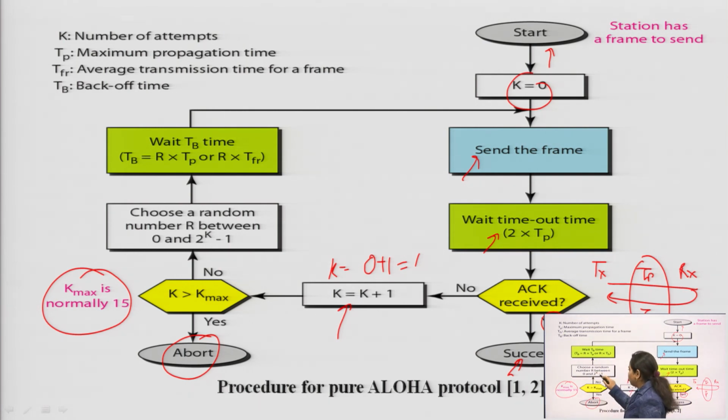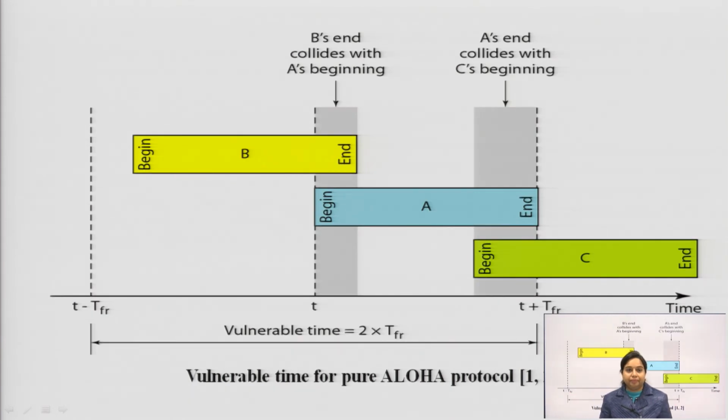Otherwise, it has to choose a random number between 0 and 2 to the power k minus 1, then again wait for that backoff time, and this is how the different frames from each station will be transmitted. So, this is the flow diagram of pure ALOHA.